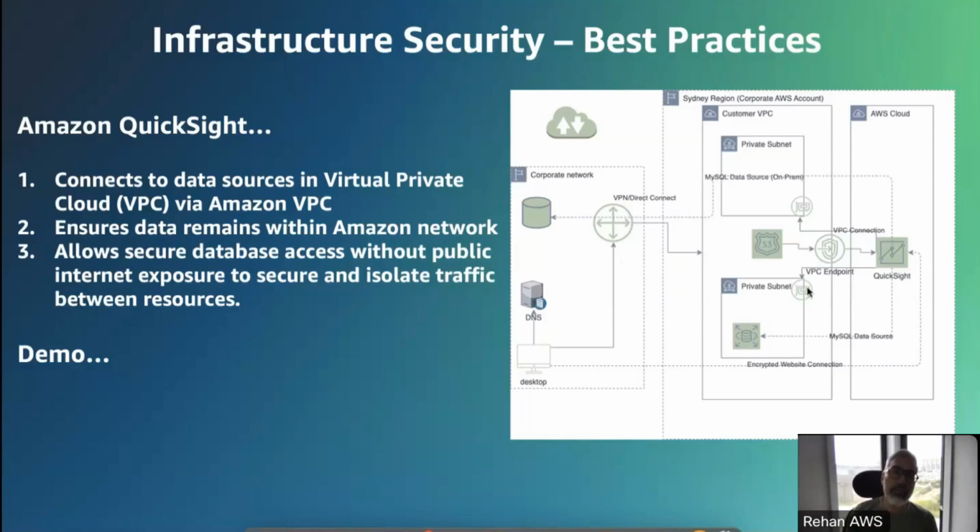So that's your infrastructure security. What we're saying is that we should be connecting to the data sources in VPC via Amazon VPC, so a VPC to VPC connection, which ensures that the data remains within the Amazon network and allows secure database access without public internet exposure, to secure and isolate traffic between resources.